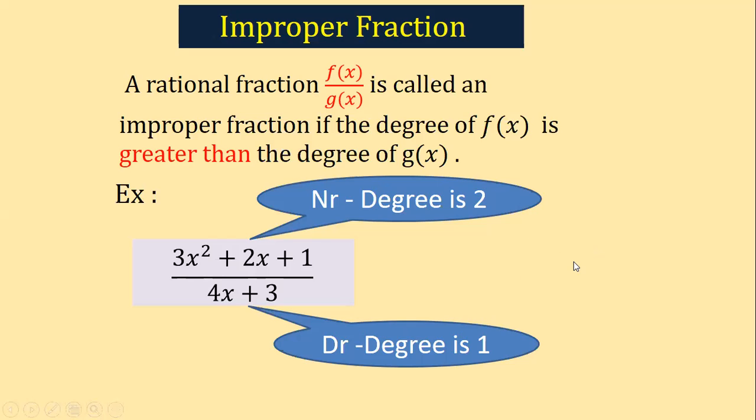I hope, children, you are following. What is a proper fraction? The degree of f of x should be less than the degree of g of x. Then it is a proper fraction. And what is an improper fraction? If the degree of f of x is greater than the degree of g of x, then it is called an improper fraction. So let us see here, with an example.